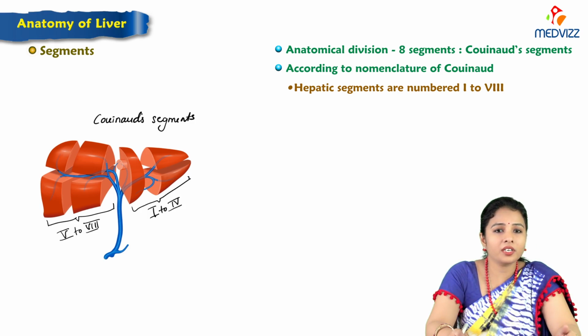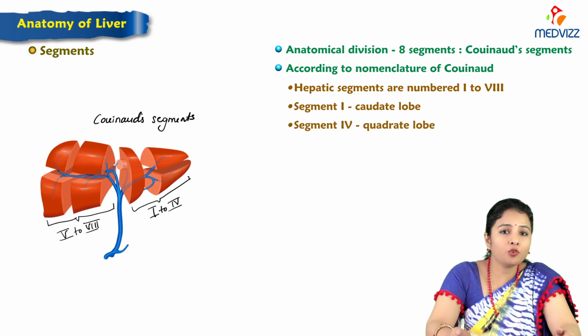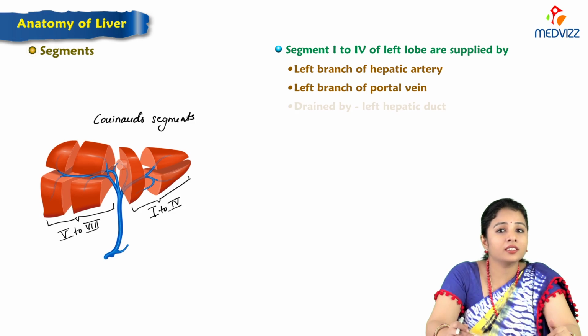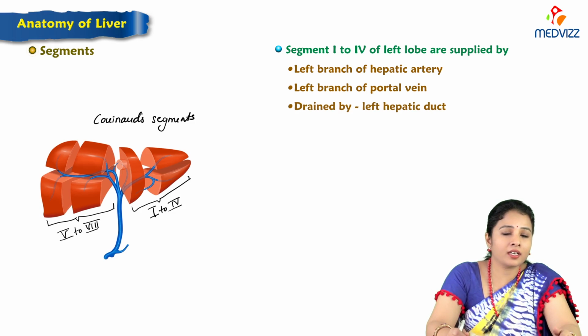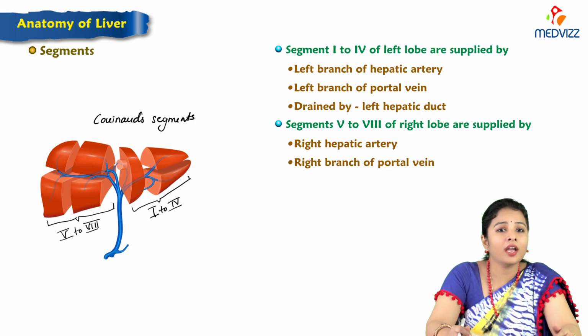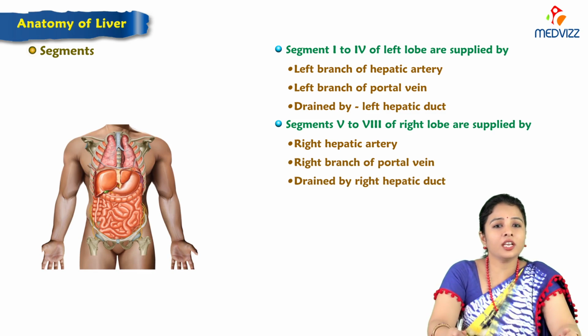So as per this nomenclature, the segment 1 corresponds to caudate lobe and segment 4 corresponds to quadrate lobe of liver. Segment 1 to 4 of the liver lobe is supplied by left branch of hepatic artery, left branch of portal vein and drained by left hepatic duct. The segments 5 to 8 of right lobe are supplied by right hepatic artery, right branch of portal vein, and drained by right hepatic duct. So this is a little introduction about liver.